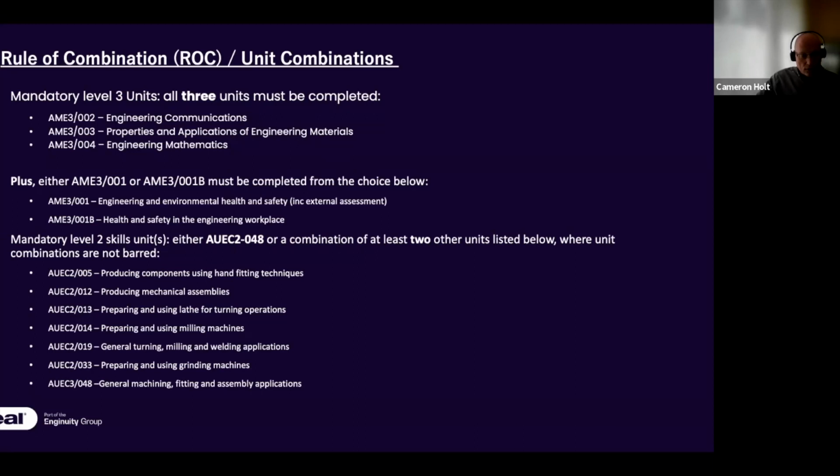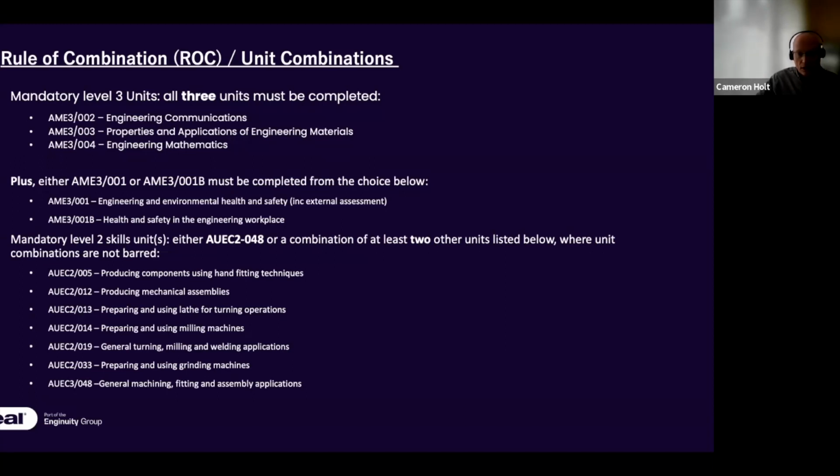There's a choice of either unit 048, which is general machining, fitting and assembly applications, but at EAL, we've taken the approach with the agreement of the working group that in place of Unit 48, which isn't, in my experience, often selected within a foundation competency qualification, instead you can do a combination of two other units listed. So you can see those there: the fitting, hand fitting, mechanical assemblies, using lathe, using a milling machine, or there is another unit which is turning, milling and welding applications, and then there's grinding. So it just gives providers and employers some flexibility in the unit.